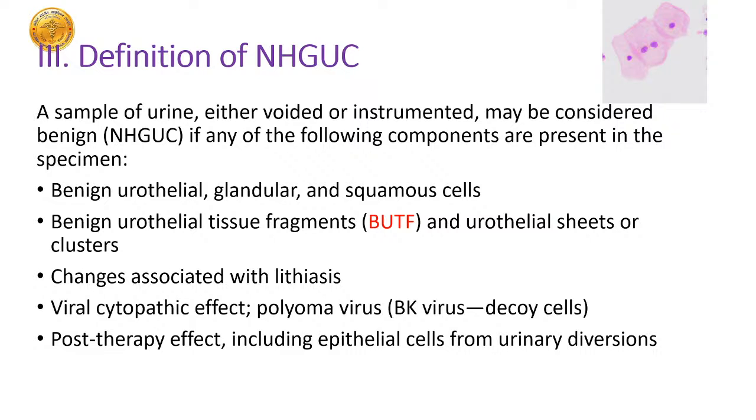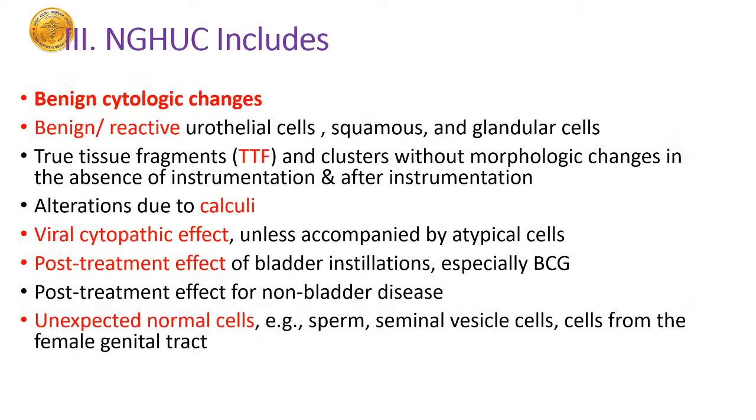They are responsible for those AUS category. They used to be viral cytopathic effect. All of us know about polyoma virus, usually BK/JC virus rarely, and post-therapy effect including epithelial cells from urinary diversion in case of cystectomy patients. Next slide, please. Thank you, sir. So the other, I've already told you we can have viral cytopathic effect. Unless and until they are accompanied by atypical cells, they fall into NHGUC category.